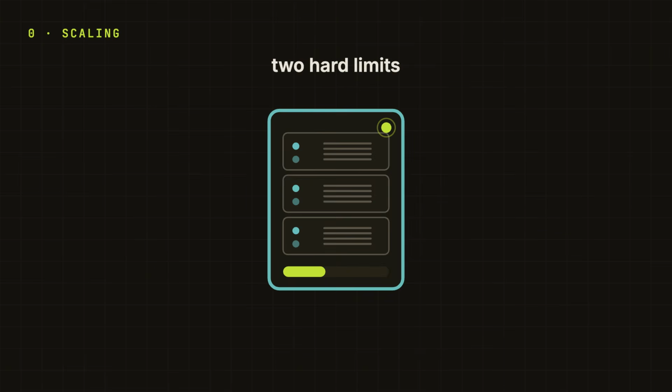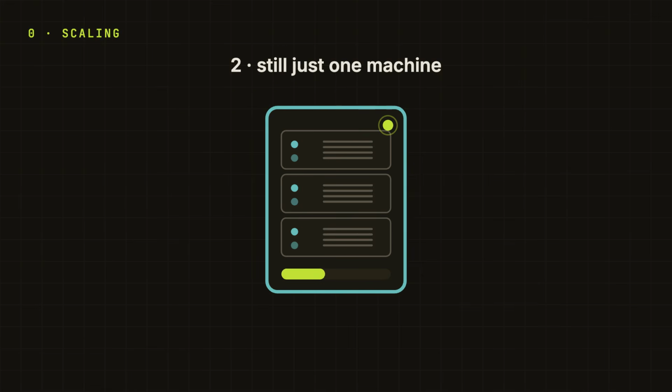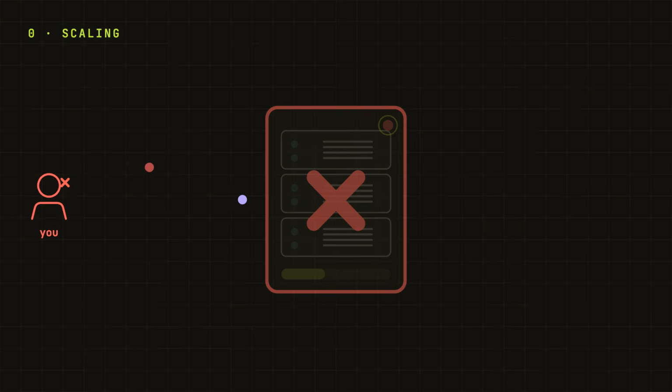You change nothing about your code, you just rent a stronger machine. And it has two hard limits. One, there is a ceiling. You cannot buy an infinitely powerful computer, so eventually you run out of bigger. And two, and this is a serious one, it is still just one machine. So if it fails, your entire site goes down. We call that a single point of failure. One thing whose failure takes everything with it.